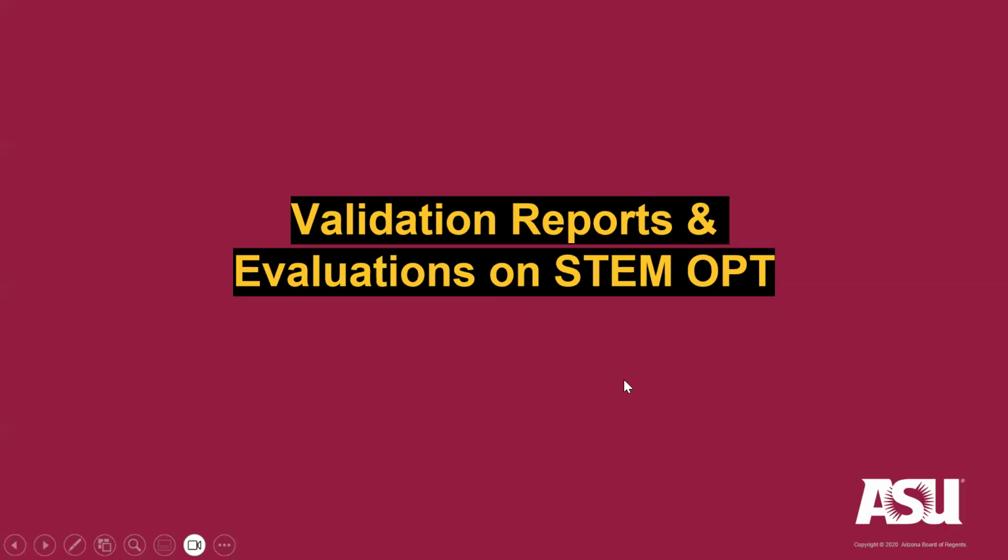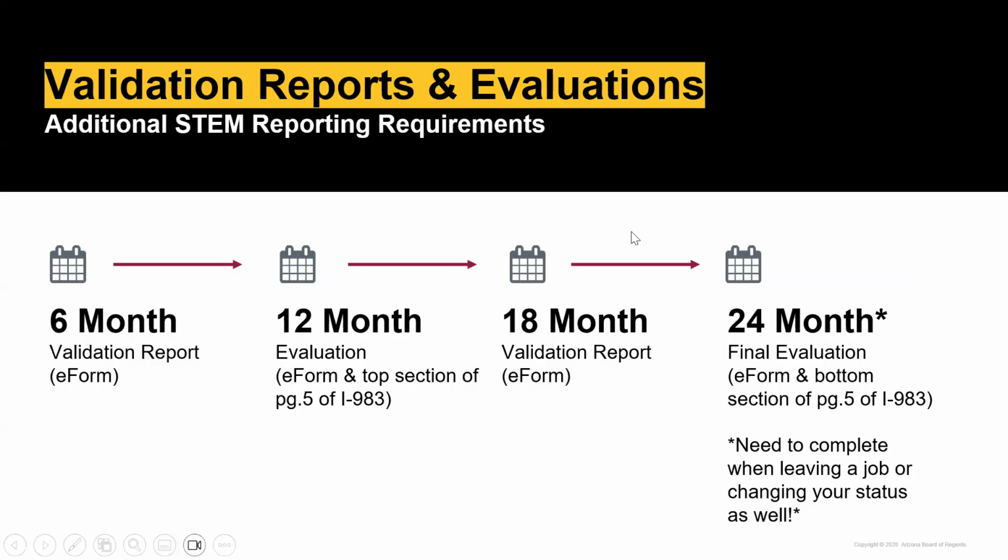Now, there's also going to be some validation reports and evaluations that are regularly part of the program, so to speak, when it comes to your STEM OPT. So let's go ahead and talk about those in a little bit more depth here. There's going to be 6-month intervals that you're going to take a look at these reports and evaluations. So at your first 6 months, there is just a validation report that you have to go through.